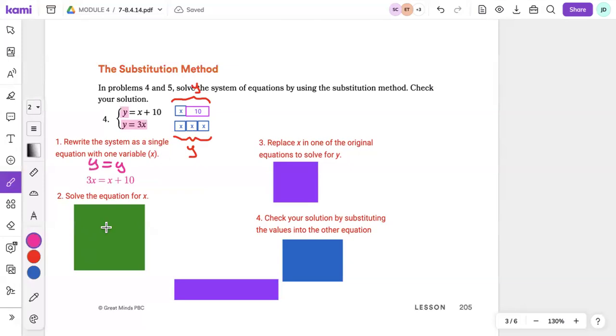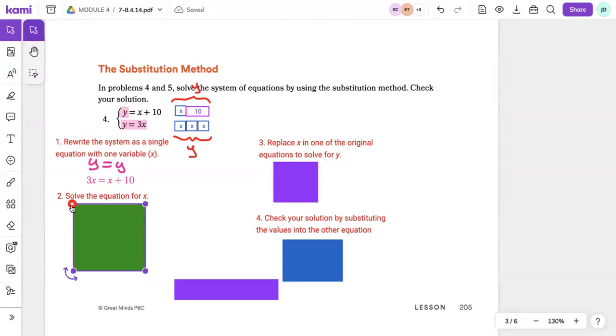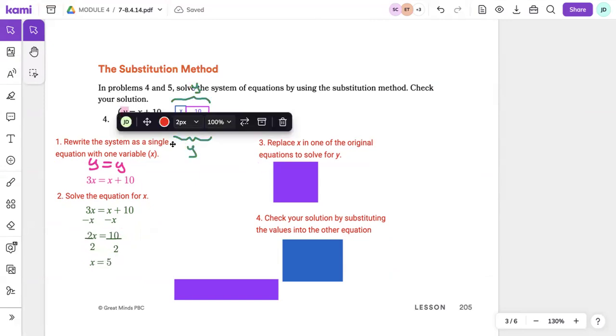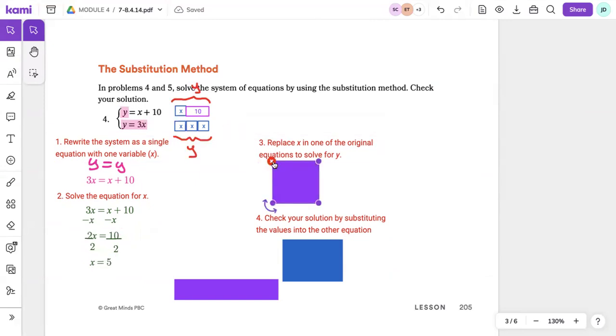So that's step 1. Step 2 is to then solve the equation for x. Do that, minus x on both sides, we get x equals 5. That's great. Then we substitute 5 in for x in one of these equations. You pick one and you plug in x equals 5. So I've picked this bottom one, y equals 3x. Replace the x with 5, y equals 15.